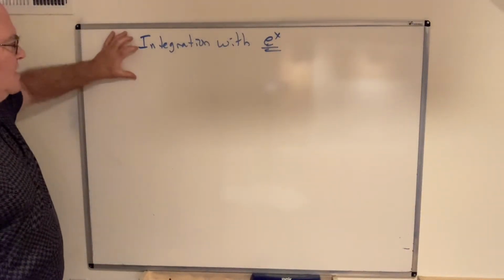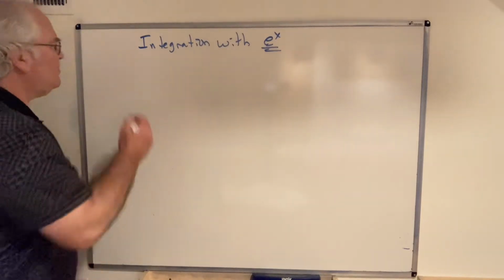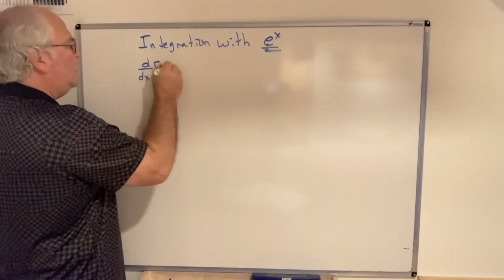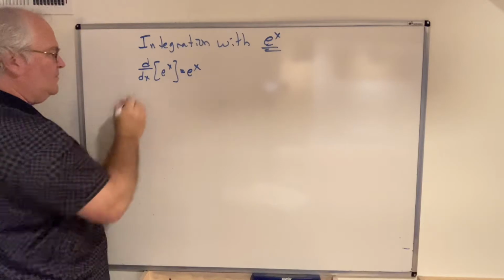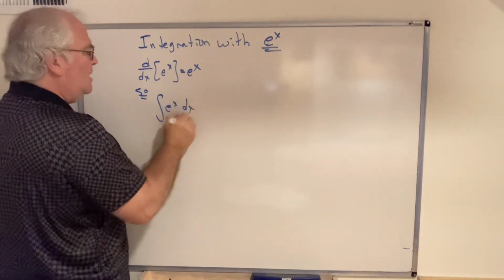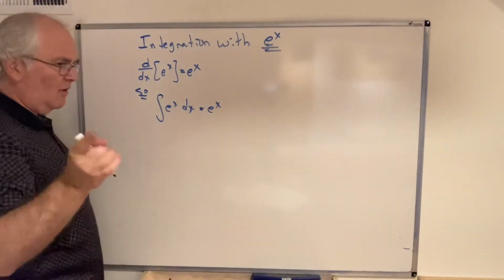Our topic here is integration, antiderivatives with e to the x. Well, we know the derivative of e to the x is e to the x. So by the fundamental theorem, we know the antiderivative of e to the x is e to the x. Almost. What's missing?